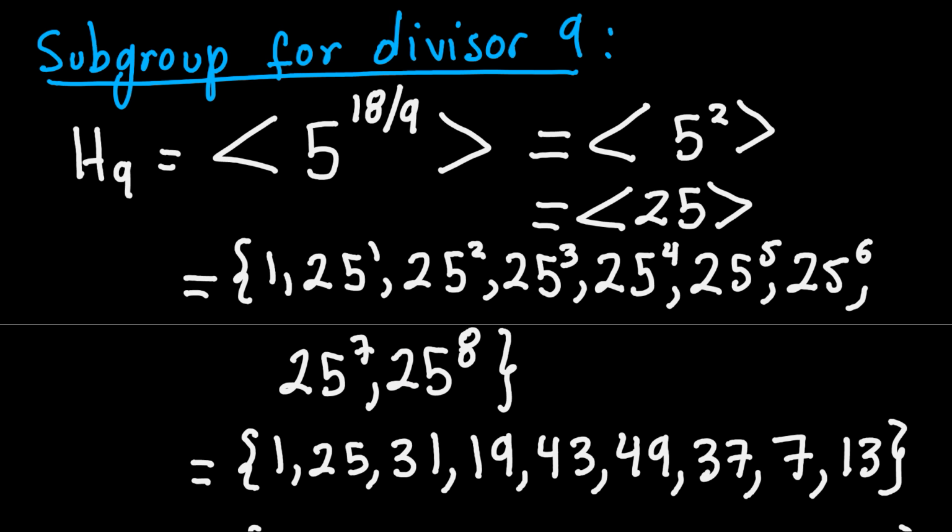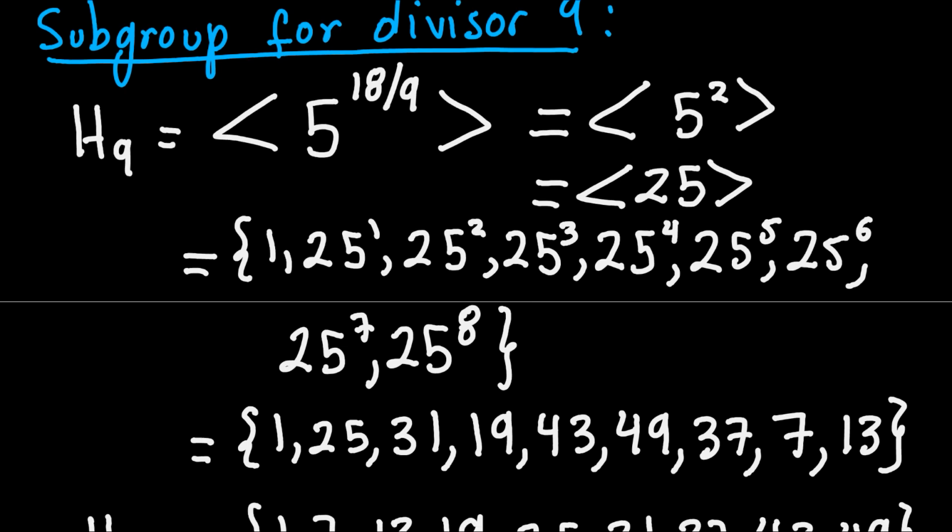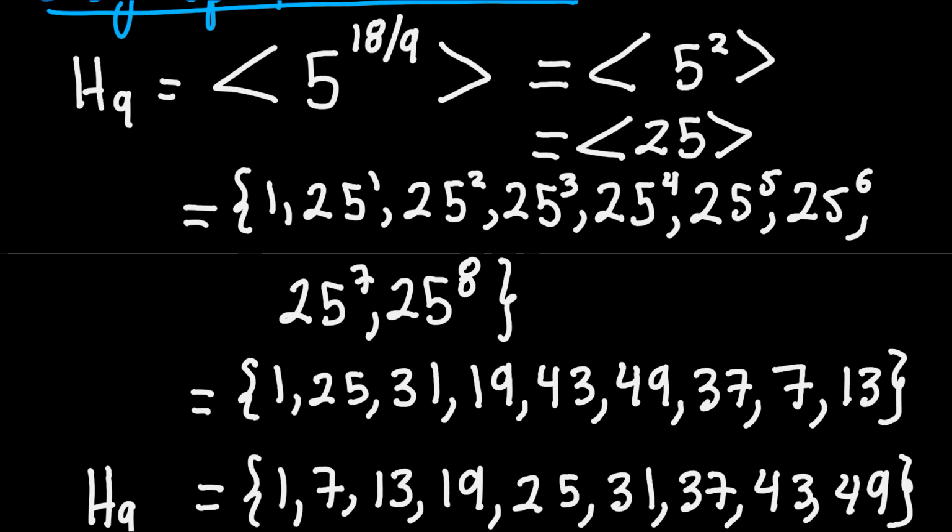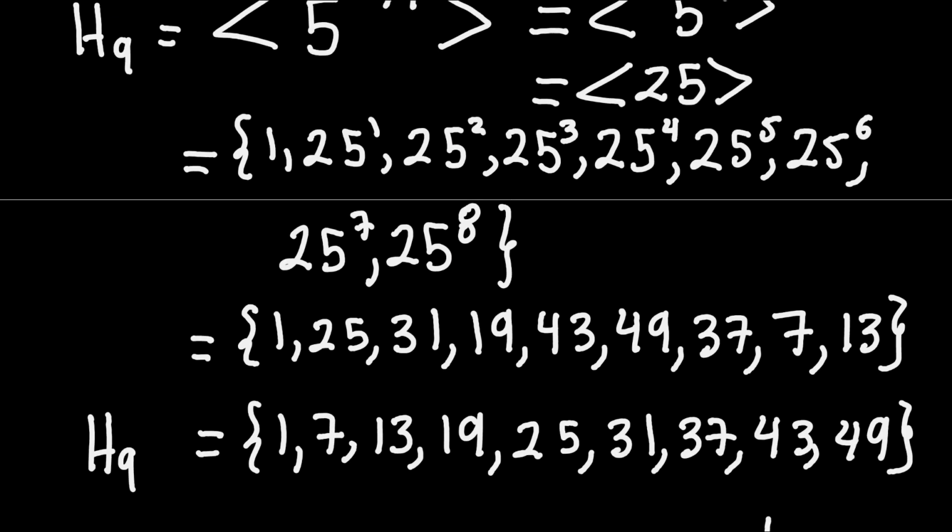So I have 9 elements in total because this corresponds to the divisor 9. Remember that all of what we are doing here is only true if you are inside a cyclic group. If it's not cyclic, the divisors do not correspond to subgroups. That's not the case here, but this is cyclic, so we can do that.